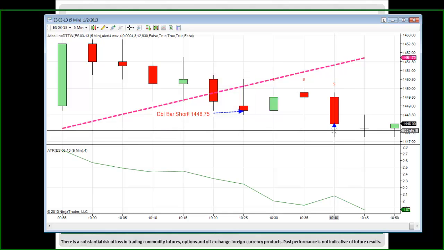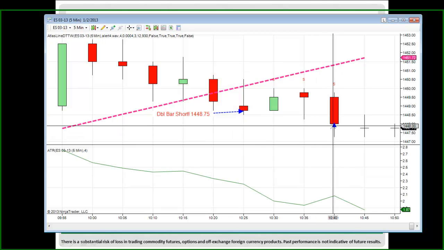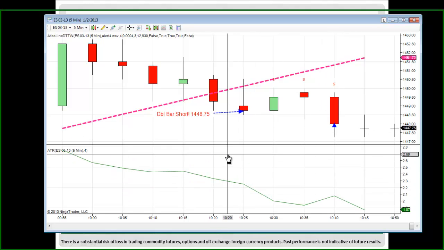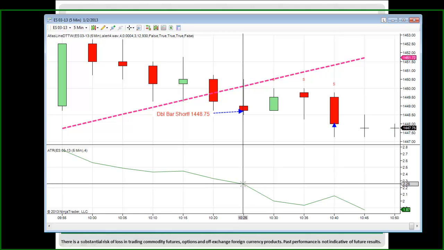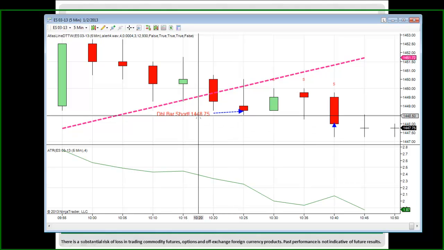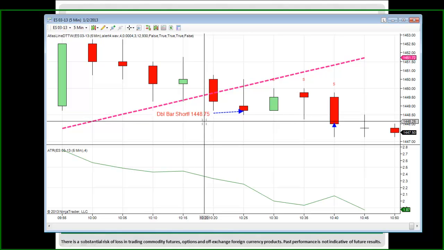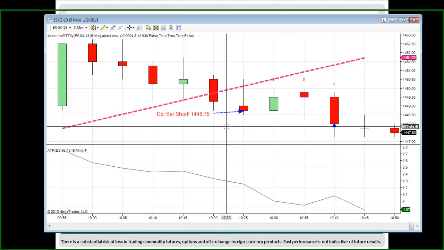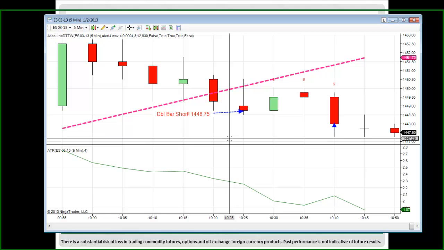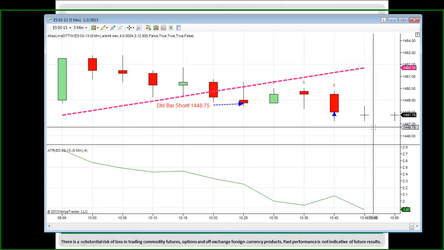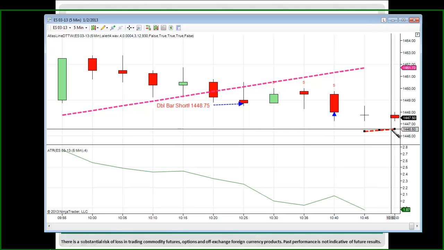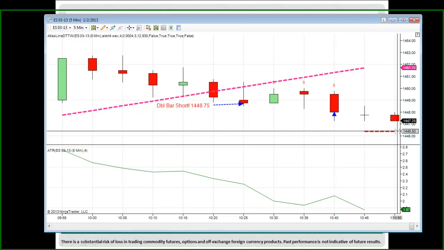If the market goes down, you have a set profit based on the ATR, which happens to be, let's take a look here, 2.25 points. So 1448.75 is the entry. 2.25 points below that would be 1447.75, 1446.75, 1446.50. That is my profit target right there. Okay.